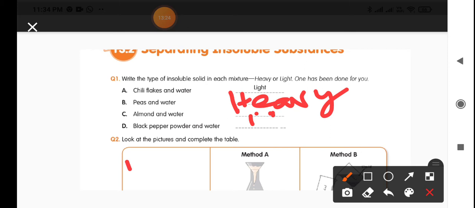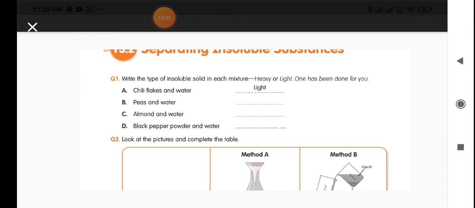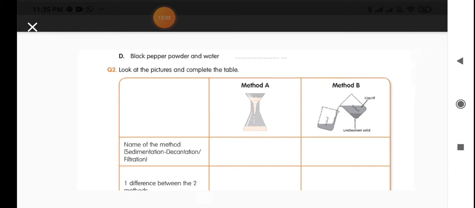Black pepper powder and water. It is light in weight. Black pepper powder is light in weight, so it floats on the water.